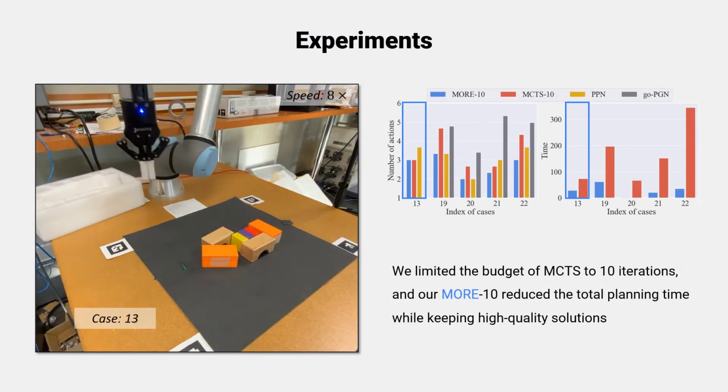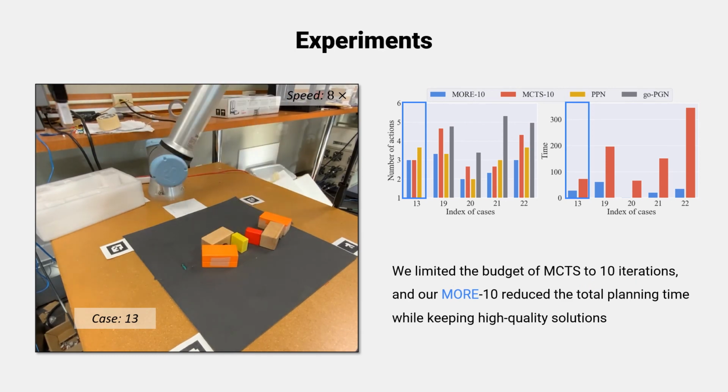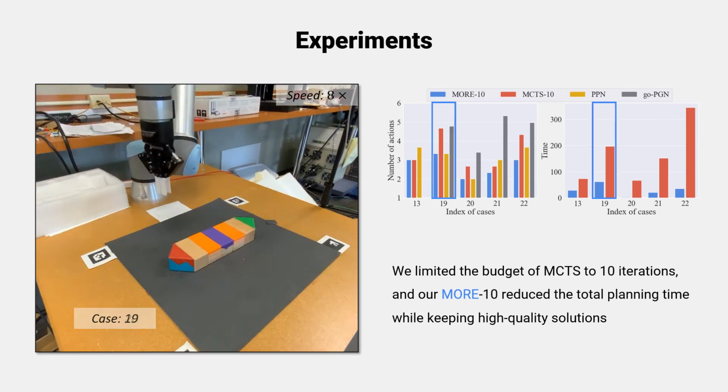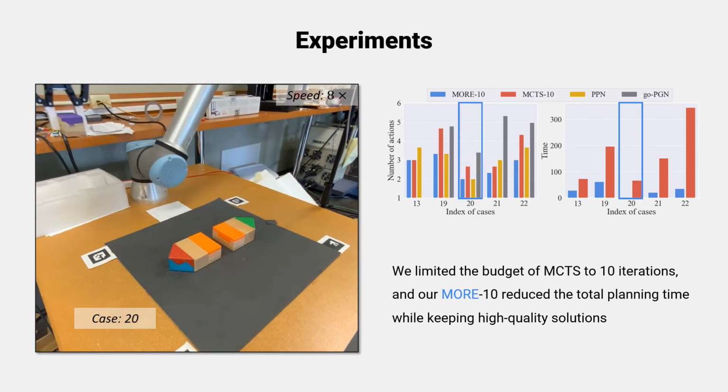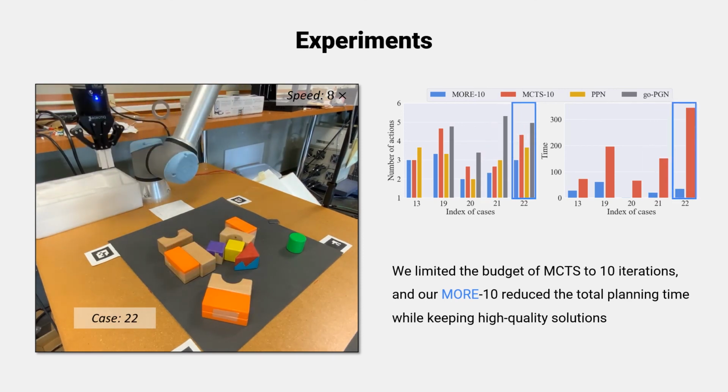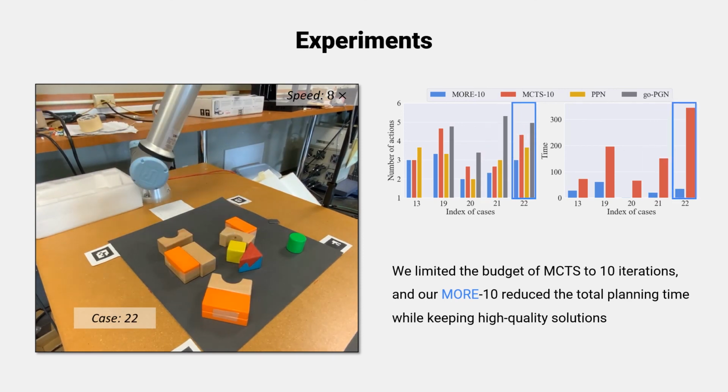There are a few more demo clips. We cut off the parts of planning, so the video is not too long. Here, we limited the budget of MCTS to 10 iterations and compared to other baseline methods. The histograms showed that our method reduced the total planning time while keeping high-quality solutions.